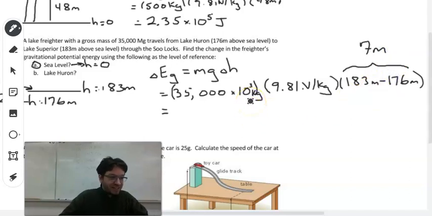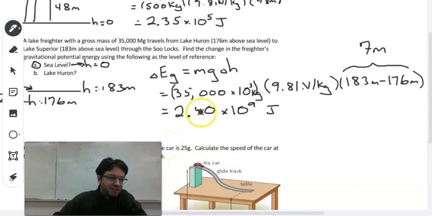So if we want to know the answer, it's going to be huge because the mass is so big. Times 9.81 times 7. Wow, big number. Let's use scientific notation here. So 2.40 times 10 to the 9 joules.